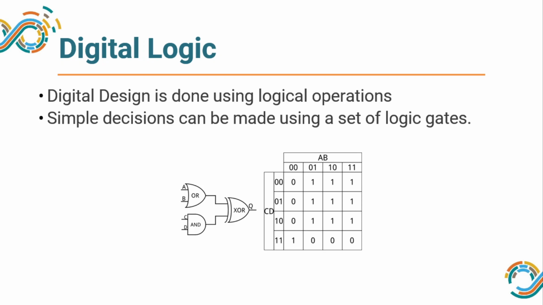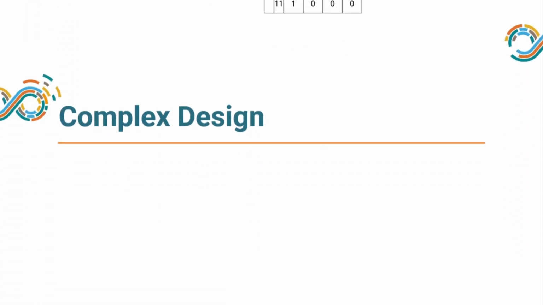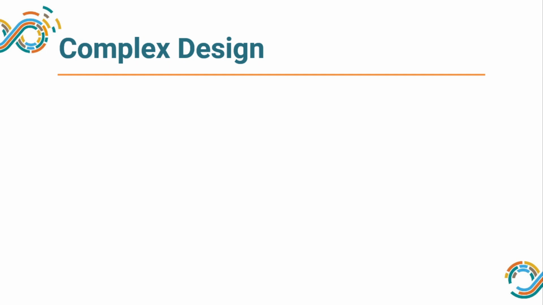So if I solve this 4 variable K-map, there are A, B, C, D, 4 variables, I am going to get one expression in A, B, C, D. And then using a set of logic gates, I can attach them and get my digital design ready. Well, this approach is very good if the logic is simple and not very large in complexity. So now, if we have complex designs, what can we do?